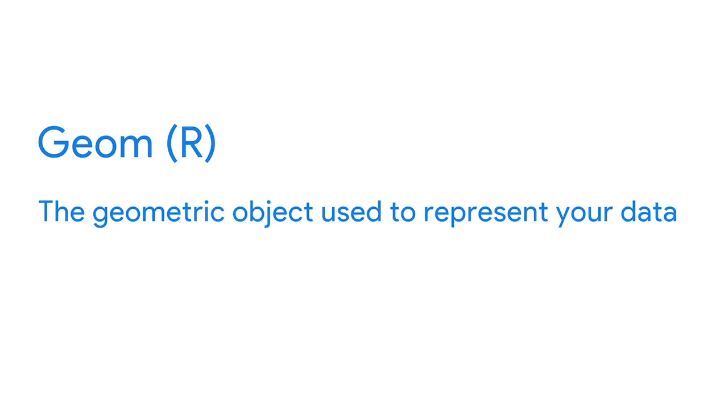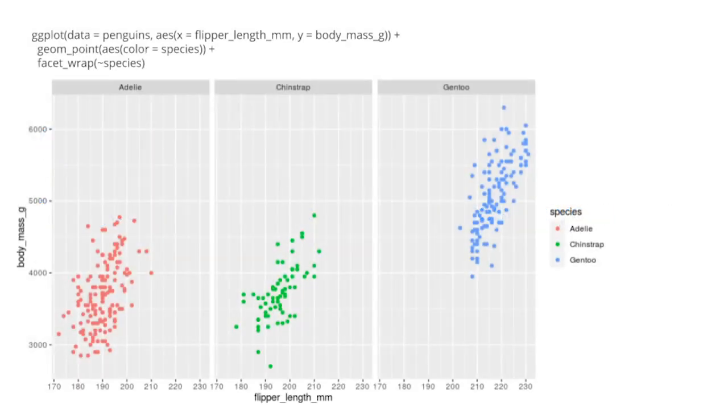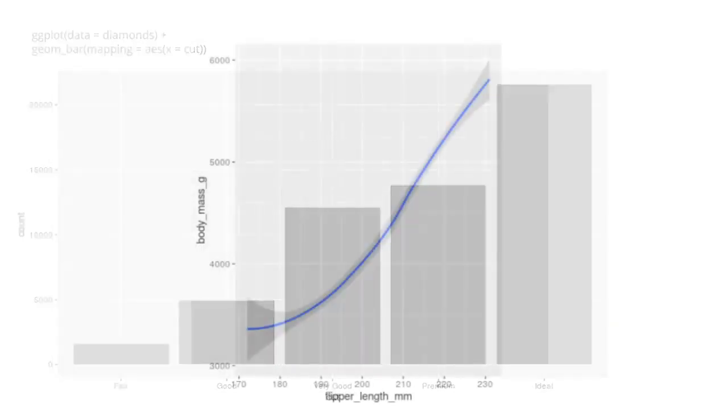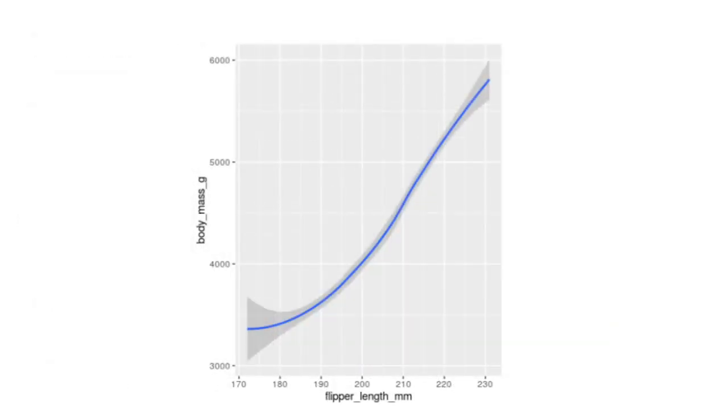A geom refers to the geometric object used to represent your data. For example, you can use points to create a scatter plot, bars to create a bar chart, or lines to create a line diagram. You can choose a geom to fit the type of data you have. Points show the relationship between two quantitative variables. Bars show how one quantitative variable varies across different categories.